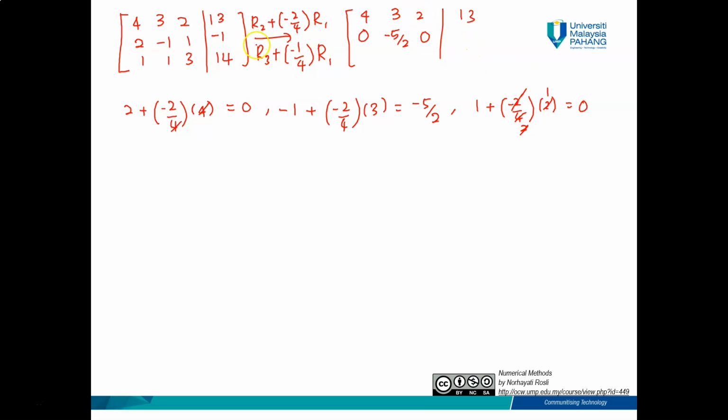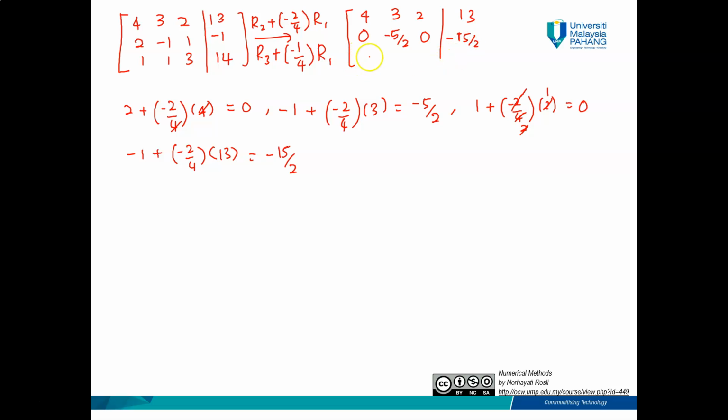Then we do the next one. Also, you need to change for B. You cannot just change the A matrix, because if you don't change B, you will get a wrong answer. So for B, we have here negative 1 plus negative 2 over 4, and you need to times with 13, because the value of R1 here, this R1 is from row number 1, should be this 13. So when we solve this one, class, we'll get the answer equal to negative 15 over 2. It means that here is negative 15 over 2.